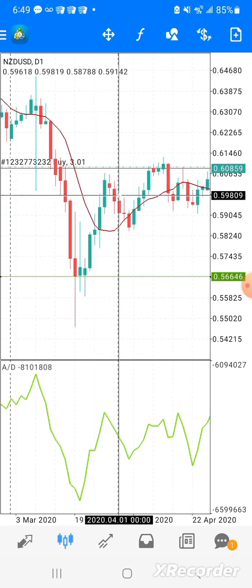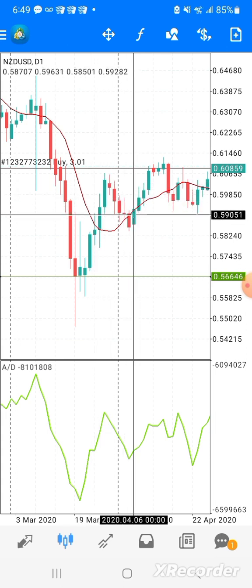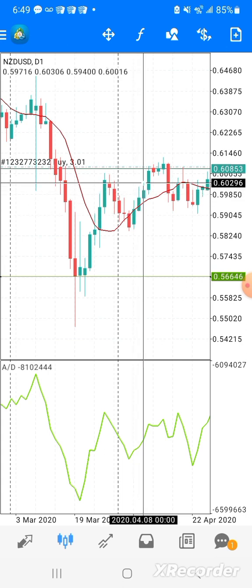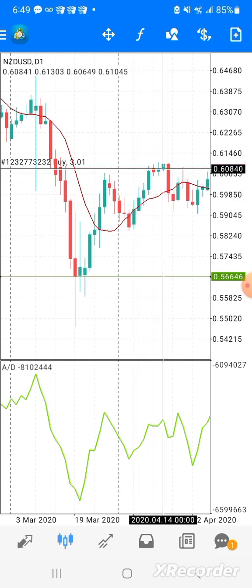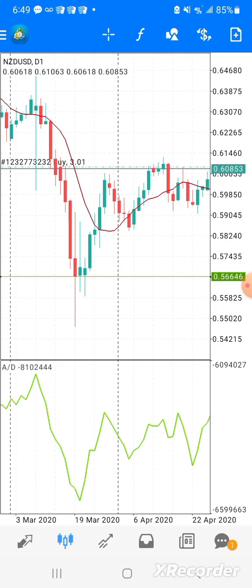A short sell position will pretty much only go the other way or lose when the market starts to retrace and go up. So that's what I'm trying to tell you guys.